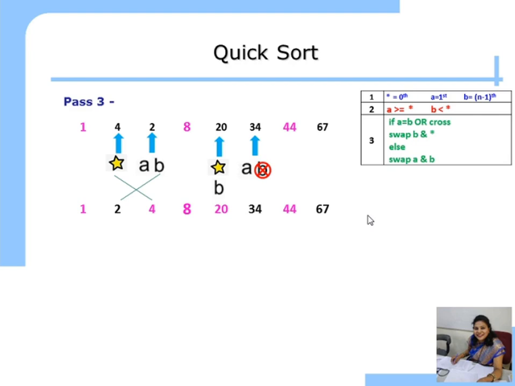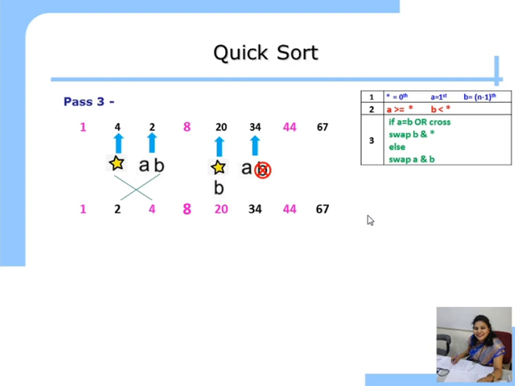So how many passes did you require with quick sort to sort this array? 3 passes. When I started this example, I told you that since the array size is 8, if you use bubble, selection and insertion, you will require 7 passes. If you go for radix sort, you will require only 2 passes, because radix sort passes depend on the number of digits in the largest number, and the largest number is 67. So you will require only 2 passes.